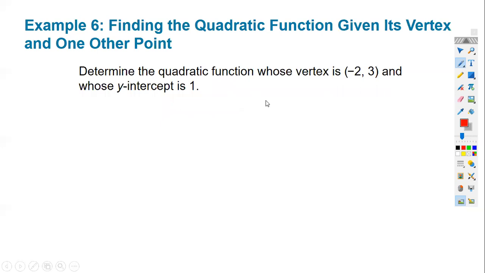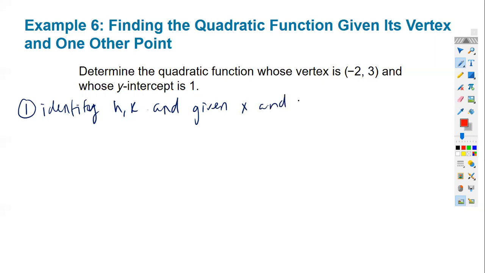So here we go. It says, find the quadratic function given this vertex and one other point. Determine the quadratic function whose vertex is -2, 3, and whose y-intercept is 1. Okay. So the first thing you're going to do is you're going to identify your h, your k, your given x and y.